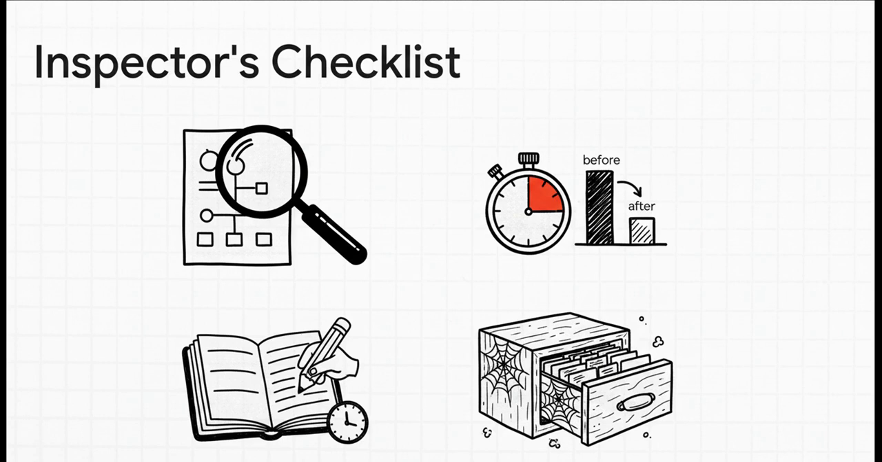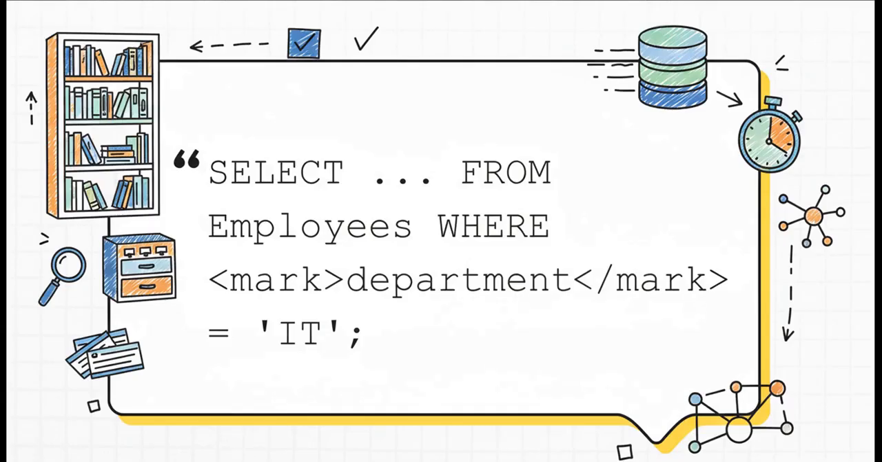From there, you can time things, look for those complex queries, and even find old indexes that are just sitting around taking up space. I mean, look at this query on the screen. It seems totally harmless, right? But if you don't have an index on that department column, the database has to scan the entire employees table row by painful row. As a tester, that's something you should immediately flag as a potential performance disaster, especially as that table grows from hundreds of rows to millions.